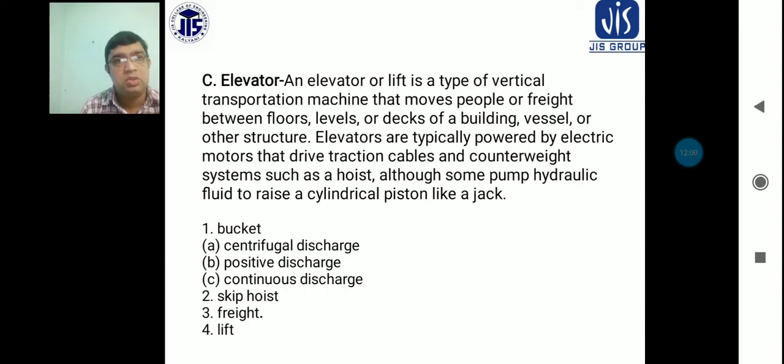Another thing you can see is fluid raising cylindrical pistons like a jack, and a bucket will be given, which moves upwards and in downward directions. Also this bucket will be pulled back by the people, and different materials will be transferred from the first floor to the top floors.